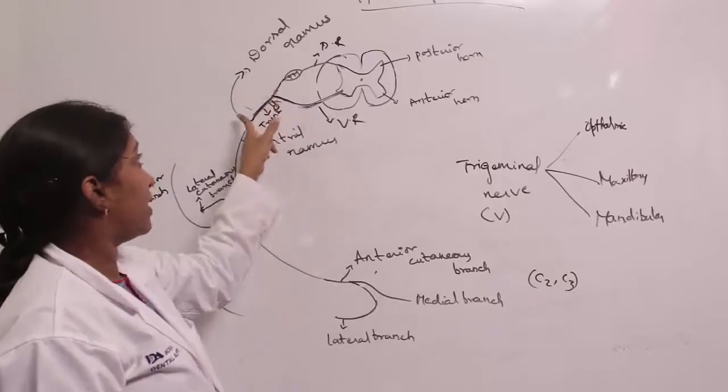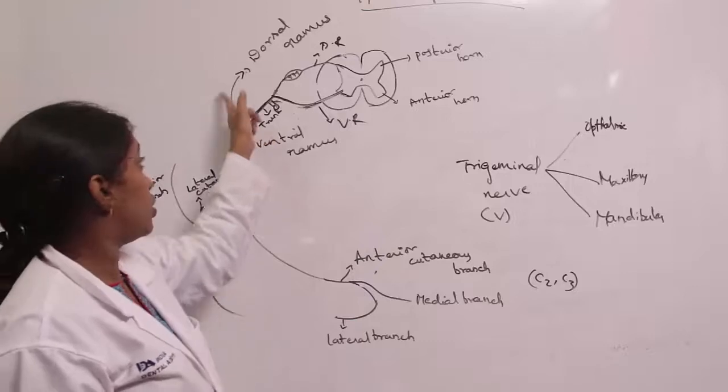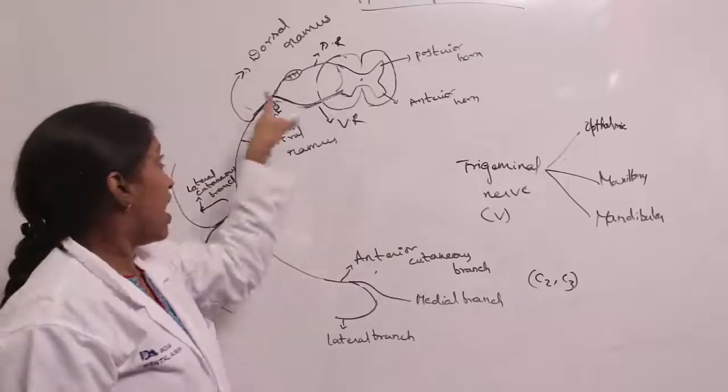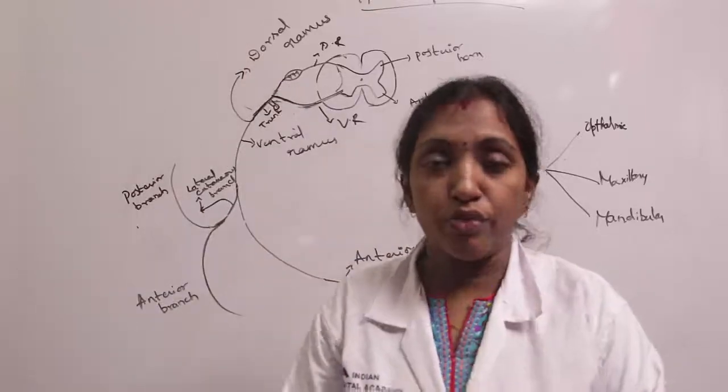And this is the trunk of the spinal nerve. Again, the trunk of the spinal nerve divides into the dorsal ramus and the ventral ramus. And the dorsal ramus does not form plexuses at all.